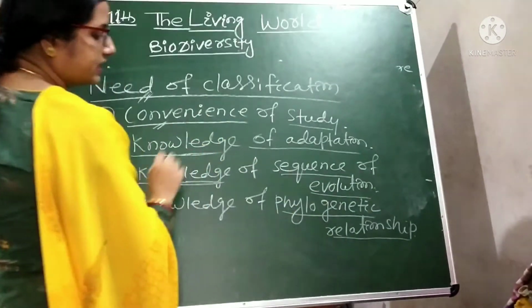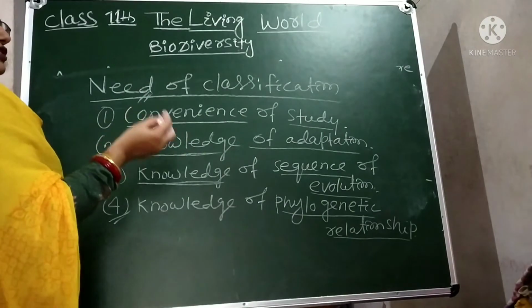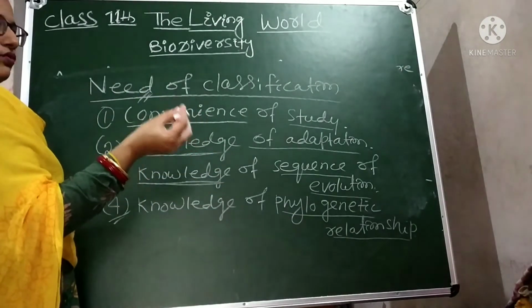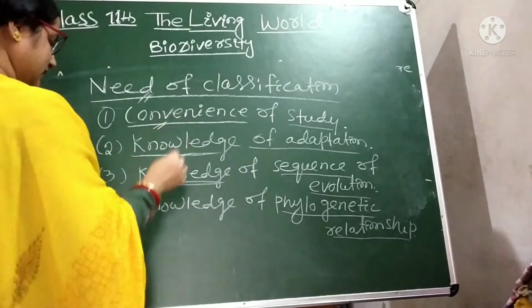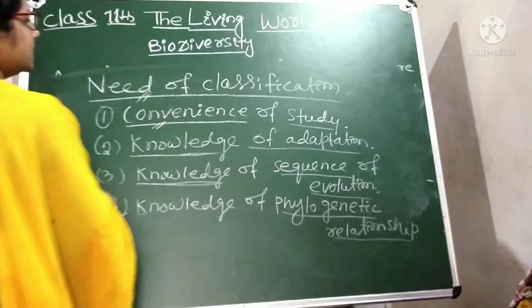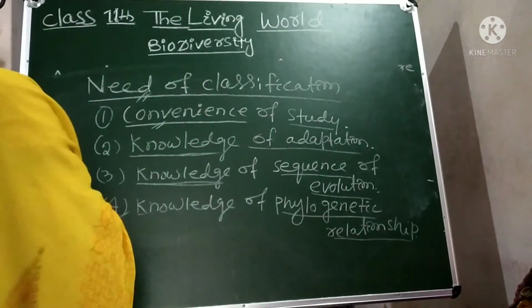Knowledge of phylogenetic relationship: the relationship with the previous generations of the organism. So these are the needs of classification.